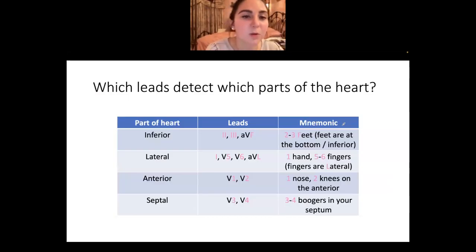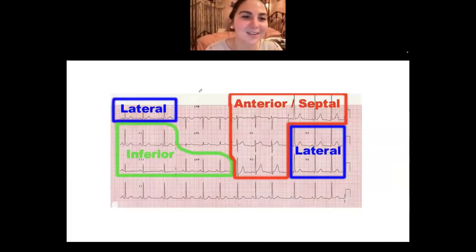If you want to see the inferior part of the heart, the inferior leads are 2, 3, aVF. Mnemonic: 2 to 3 feet, and feet are at the bottom of the body. Lateral leads are 1, V5, V6, aVL: one hand, 5 to 6 fingers, and fingers are lateral. Anterior leads are V1, V2: 1 nose, 2 knees on the anterior. Septal leads are V3, V4: 3 to 4 boogers in your septum. So these are need to knows.